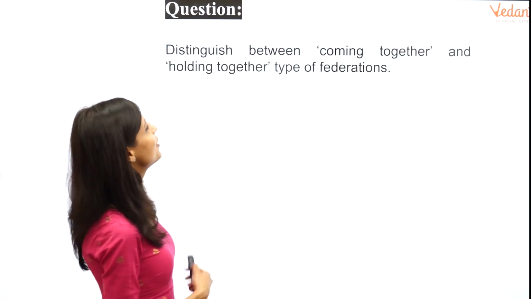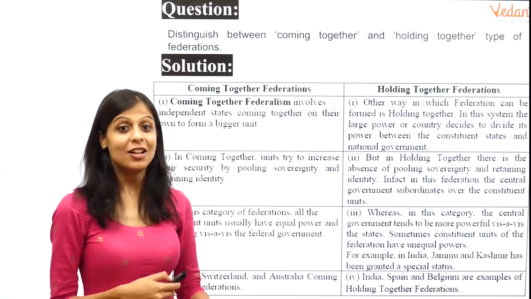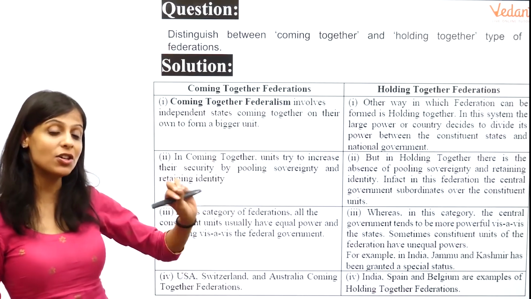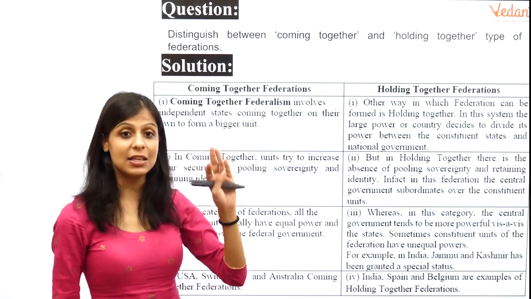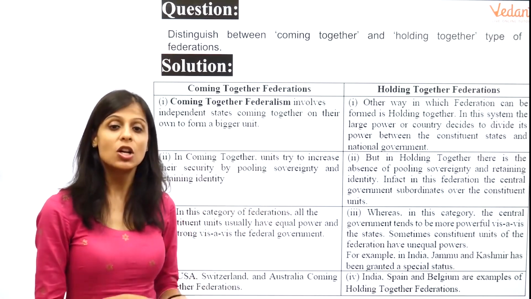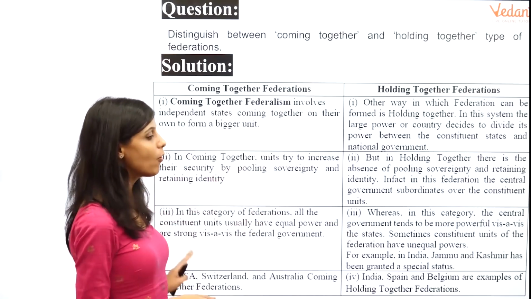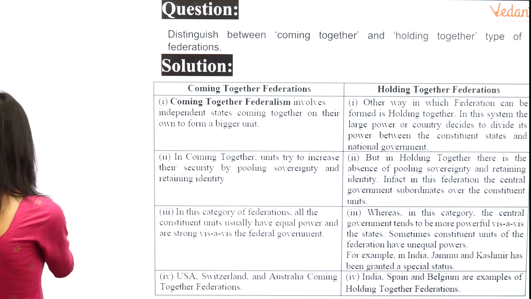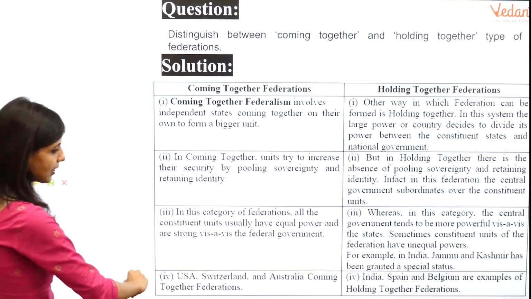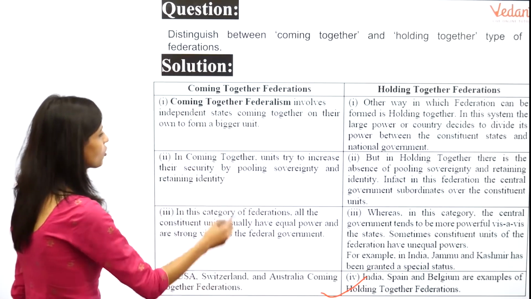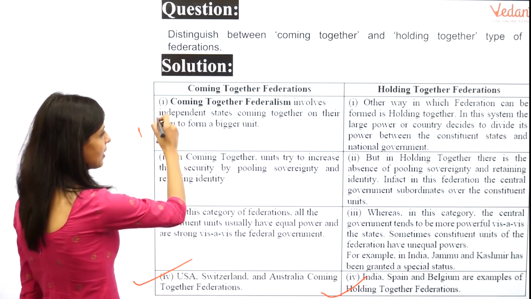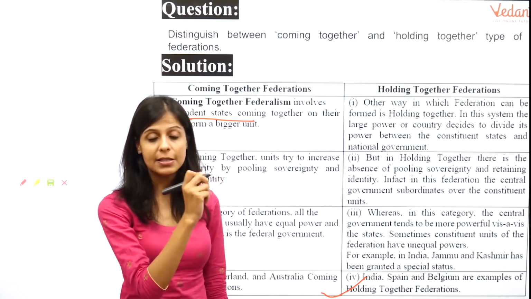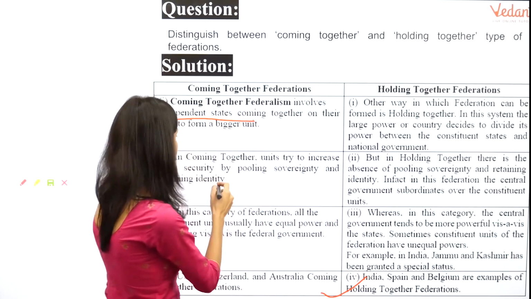Distinguish between coming together and holding together type of federation. So you have to distinguish. Though we've discussed this question, I wanted to bring to your notice that when they're asking you to differentiate or distinguish, try to put your points across in the form of a difference chart. For example, for coming together federation, you're supposed to give examples in both the cases. Then you talk about how it involves independence of states, whereas here the states may not be independent, or autonomy might not be given to the state.